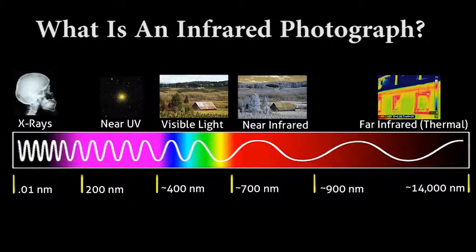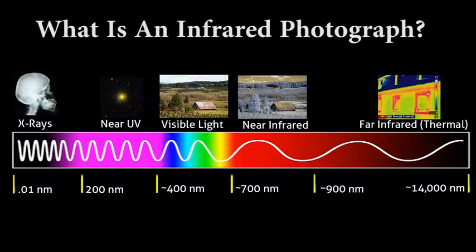Our cameras are actually capable of taking photographs in the UV light range, which is below the visible light spectrum that you see on this graph here, but it's also capable of taking near infrared photographs. And you can see that's between 700 nanometers and about 900 nanometers.